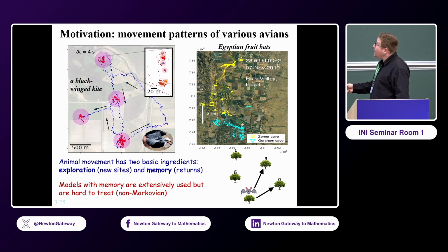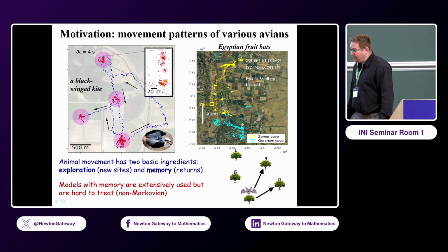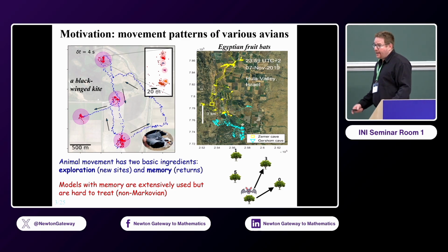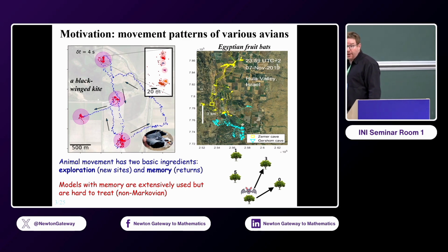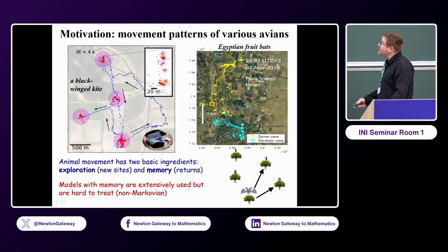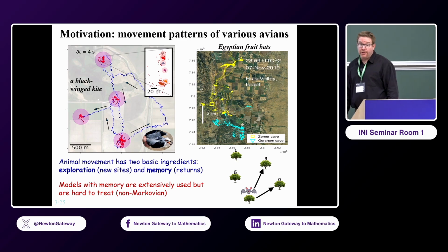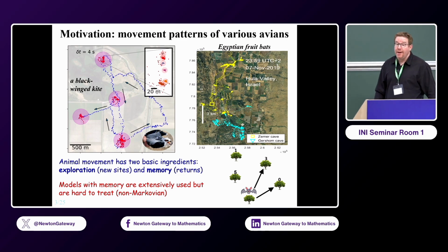Here I'm showing you some typical trajectories that the group of Ran measures. I will discuss the innovative GPS system that they use. It can produce very high resolution data, as I said. On the left, you see a trajectory of a black-winged kite. The long stretches are commuting, and within these circles there are the search patterns. On the right, you see a trajectory of an Egyptian fruit bat going from their cave to some fruit trees and back.